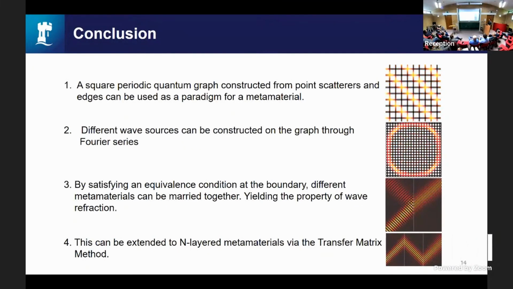This square periodic quantum graph construction made out of point scatterers can be used as a paradigm for a metamaterial, and from those solutions as a basis, we can construct different wave sources. In this case, we have a Gaussian wave packet, and we can do exactly the same thing for a Gaussian beam in a given direction. What you get are Snell's law effects at interfaces between them. And if I use the transfer matrix method, I can layer these materials one after the other, and we can start to get some kind of beam steering effect. This is like a different refraction, right? Yeah, that's right. Okay, there they are. I got through it a lot quicker than I thought I would. Thanks very much.